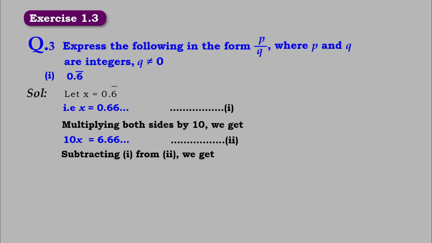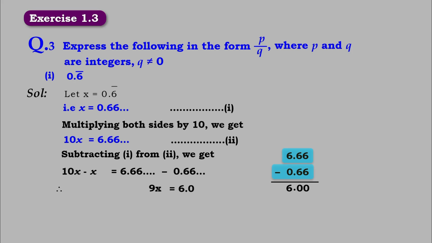Now subtract 1 from 2. So we will get 10x minus x equal to 6.66 minus 0.66, because this keeps on recurring. So 6.66 minus 0.66, if we subtract, we will get 6.00. So 9x equals 6.0. So x equals 6 by 9, which in the lowest form is 2 by 3. And this is in the P by Q form.